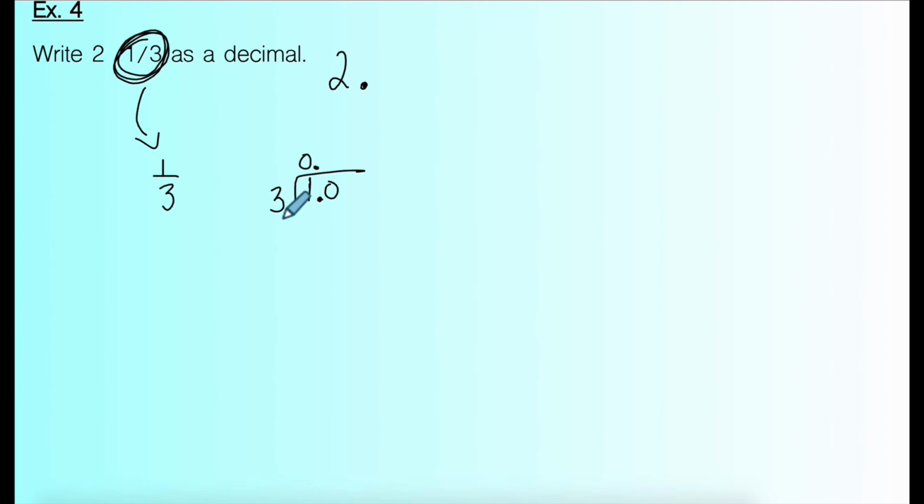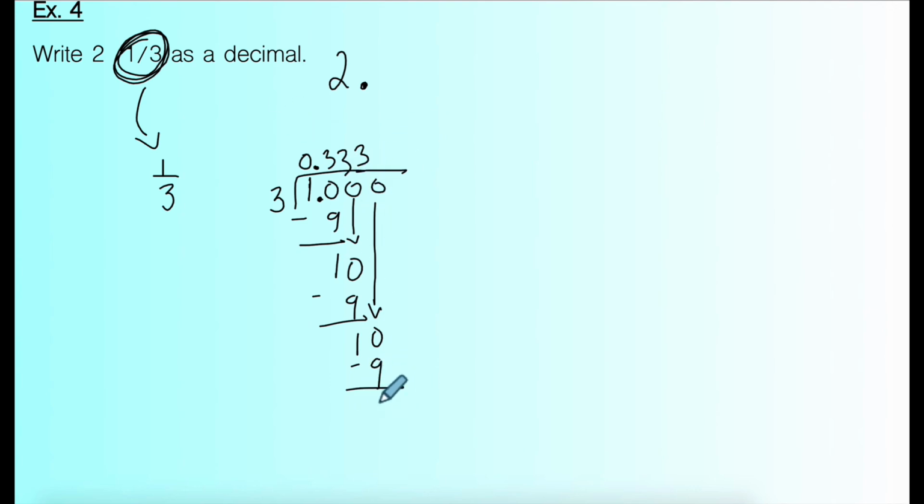So 3 can go into 1 0 times, add a decimal point and a 0. 3 can go into 10 3 times. 3 times 3 is 9. I subtract, add a 0. 3 can go into 10 3 times. I subtract, I bring down another 0. 3 can go into 10 3 times, and you're going to notice I keep getting 3s, and it doesn't look like that pattern is going to stop, and it's not. This fraction, 1/3, is actually equivalent to 0.3, where the 3 repeats eternally. It goes on forever and ever and ever.